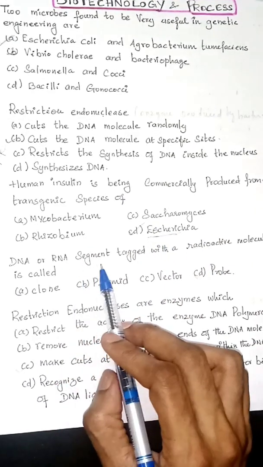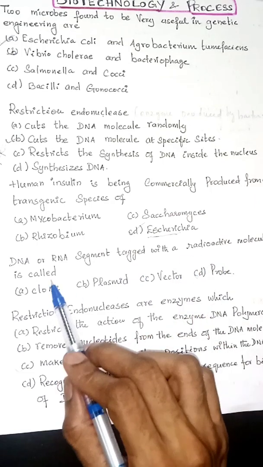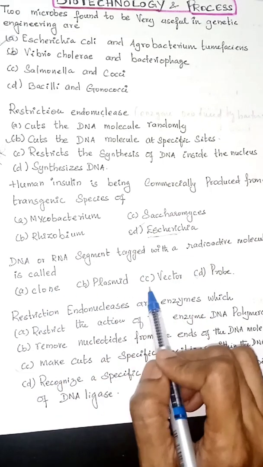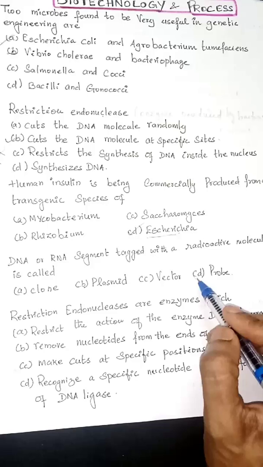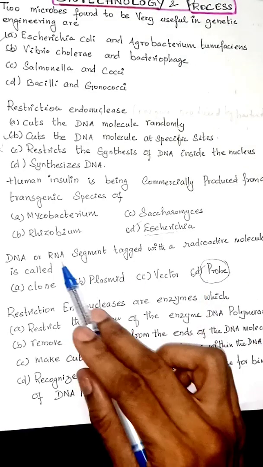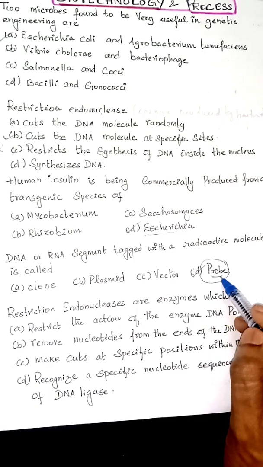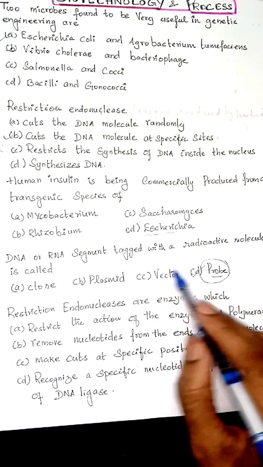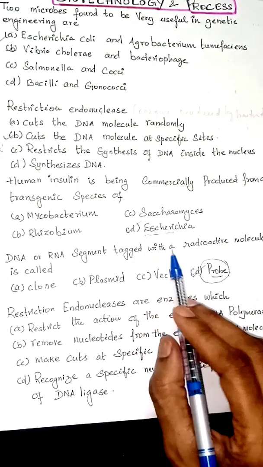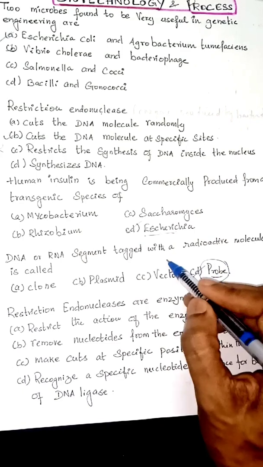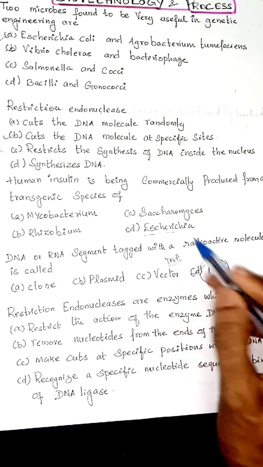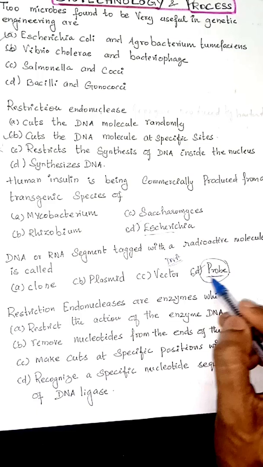A DNA or RNA segment tagged with a radioactive molecule is called: A. clone, B. plasmid, C. vector, D. probe. This is called a probe. So a DNA or RNA segment tagged with a radioactive molecule, you call it a probe. Probes are used in the screening stage to identify a specific sequence of DNA in a mixture. The sequence of DNA in a mixture is identified using this probe.